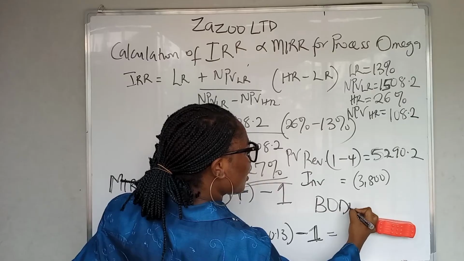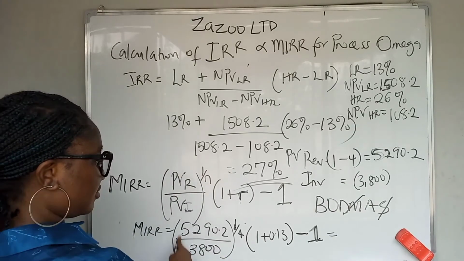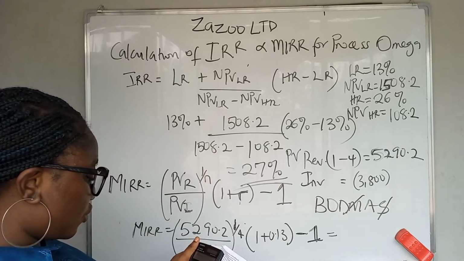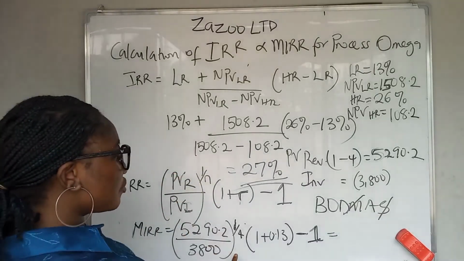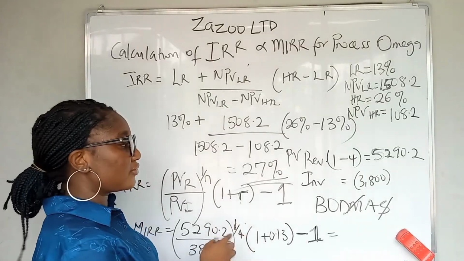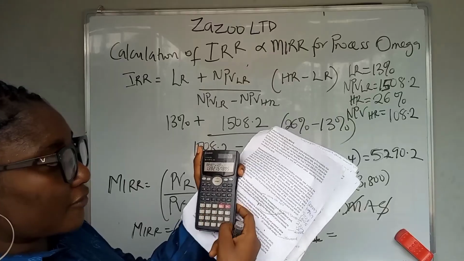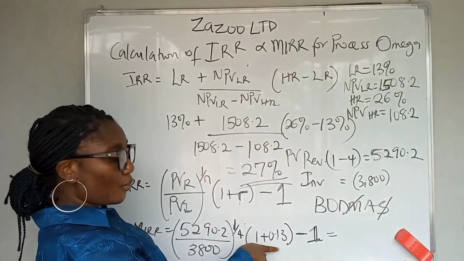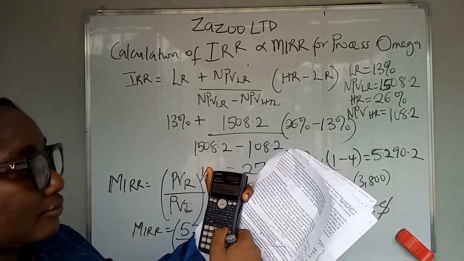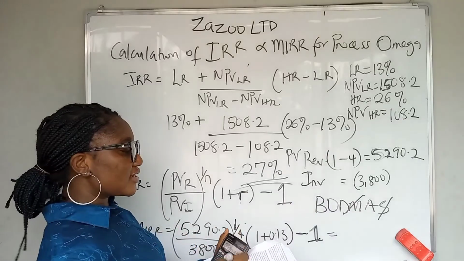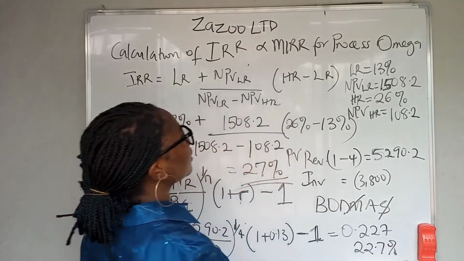It's just natural. Look at BODMAS: you always multiply before you subtract. So let's do this one first. 5290.2 divided by 3800, you have a particular figure. Then you raise it to the power of 0.25, because 1 over 4 is 0.25. You can do that aside quickly, so you don't start doing raised to power 1 divided by 4 and scatter everything again. Then you multiply by 1.13, then you say minus 1, and that will give you 0.2274. So that's 22.7. You convert to percentage, that will give you 22.7%.